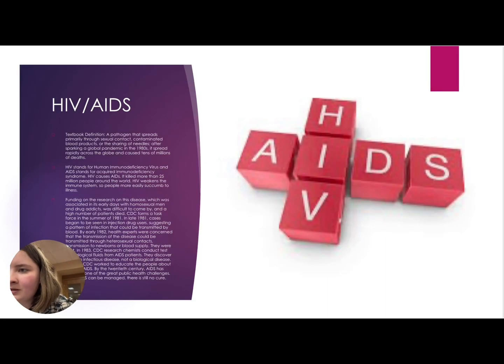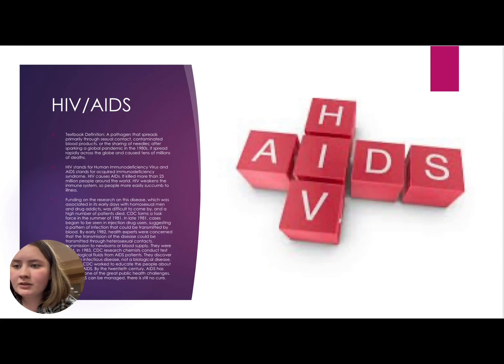HIV/AIDS. The textbook definition of HIV is a pathogen that spreads primarily through sexual contact, contaminated blood products, or the sharing of needles. After sparking a global pandemic in the 1980s, it spread rapidly across the globe and caused tens of millions of deaths. HIV stands for Human Immunodeficiency Virus, and AIDS stands for Acquired Immunodeficiency Syndrome. HIV causes AIDS. It killed more than 25 million people around the world. HIV weakens the immune system, so people more easily succumb to illness.